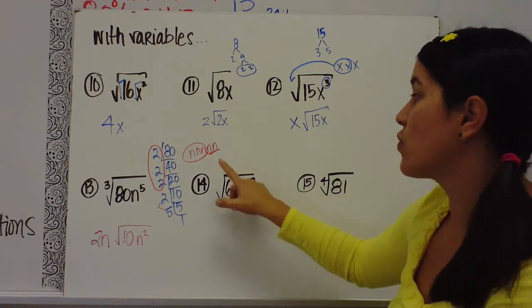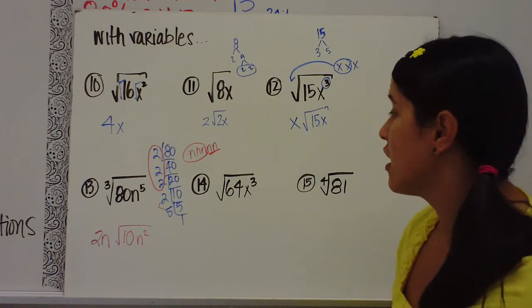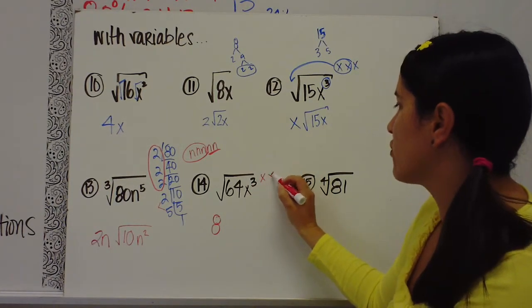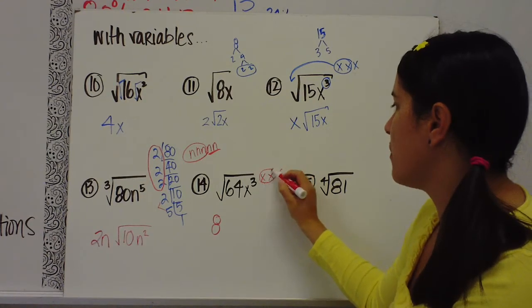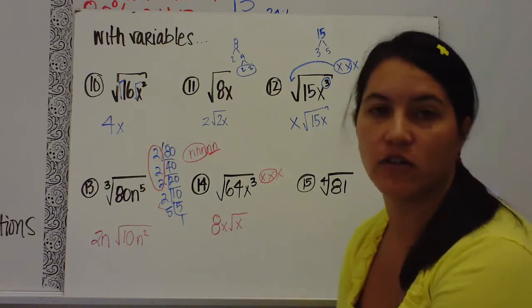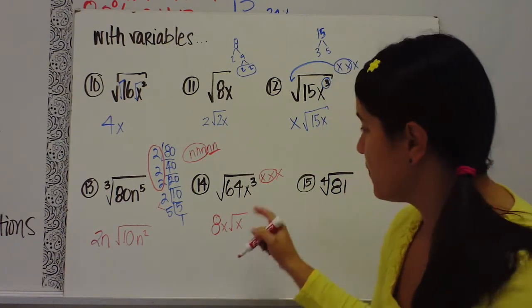Number 14, the square root. So if it's the square root, I'm looking for pairs. Square root of 64 is 8. That is a perfect square. If I have 3 x's, then I can take a pair out, but one little x has to stay under the radical all by him or herself.